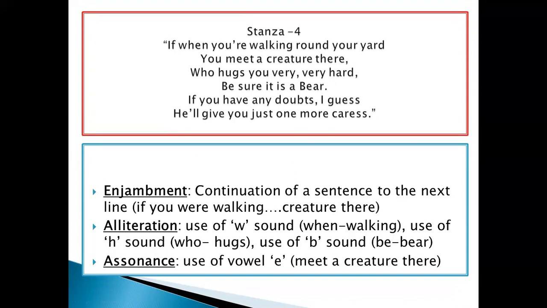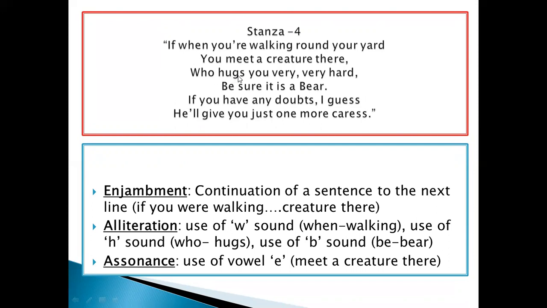Now, the poetic devices in this stanza. Here again, the continuation of the first sentence, like if when you are walking around your yard, you meet a creature there. So this is an enjambment. And then again, alliteration: when walking, the W sound is there. Who hugs? Here it is the H sound, not the W sound. Who is giving the sound of H? Who hugs? This is again an example of alliteration.